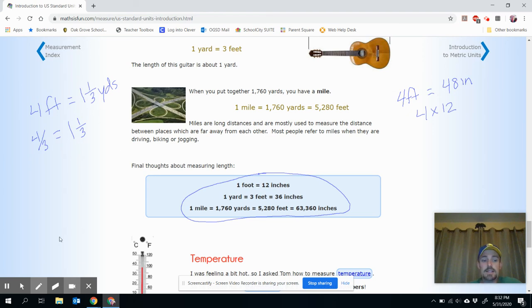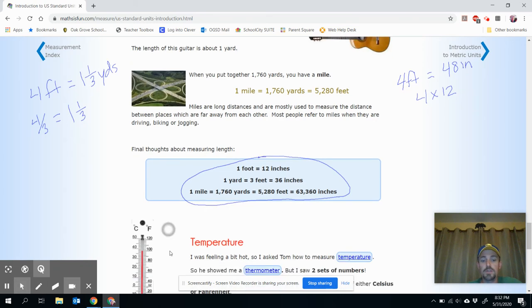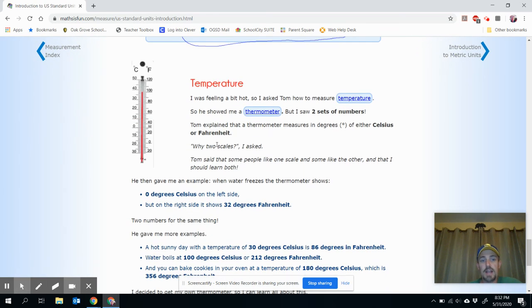So that is the standard system of measurement. You could also go in and learn about temperature, which is in Fahrenheit, where 32 degrees is freezing. So there's another part of the standard system of measurement. I'm not going to go into that too much today.